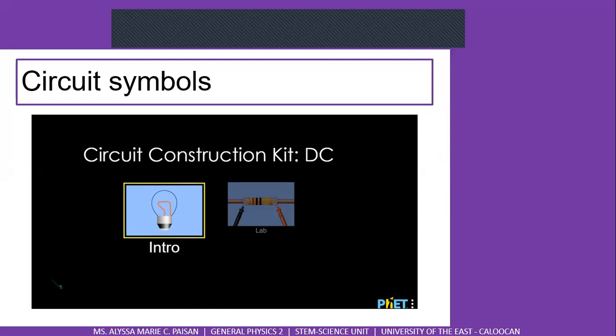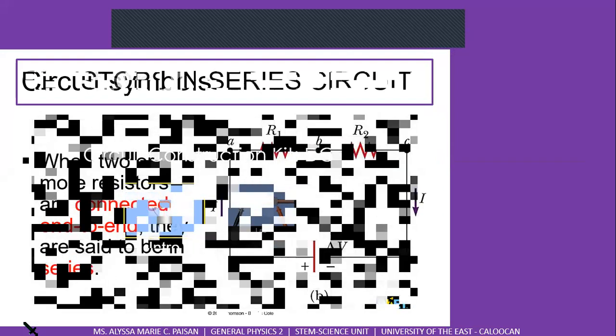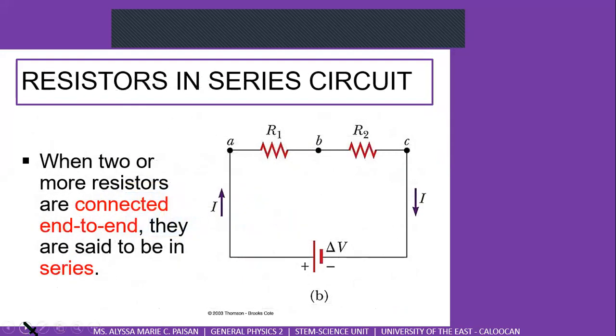And we're back. So those are the circuit symbols, and the ones that you must familiarize yourselves with are the wires, of course, the battery, and the resistor. Now let's proceed to resistors in series circuit. When two or more resistors are connected end-to-end, they are said to be in series. The same goes with capacitor.